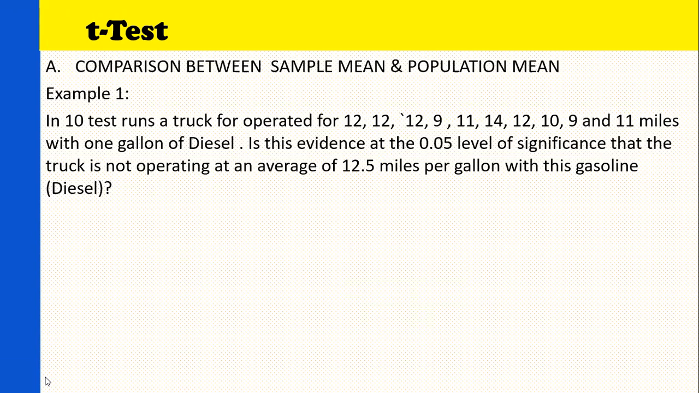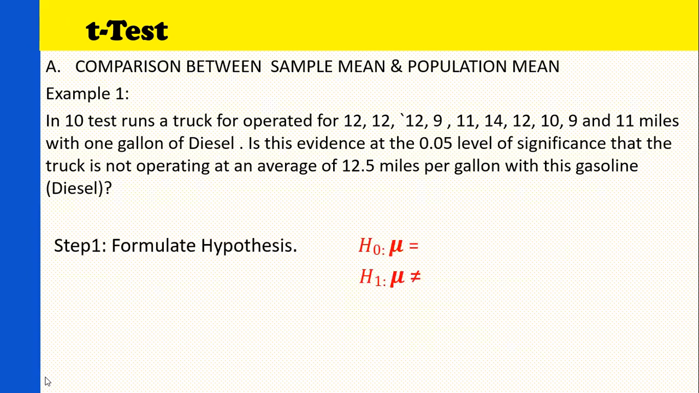In 10 test runs, a truck operated 12, 12, 12, 9, 11, 14, 12, 9, and 11 miles with 1 gallon of diesel. So is this evidence at the 5% level of significance that the truck is not operating at an average of 12.5 miles per gallon with this gasoline? So what will be our hypothesis? So our hypothesis will be the average miles per gallon is equal to 12.5 miles. So that will be our mathematical representation.